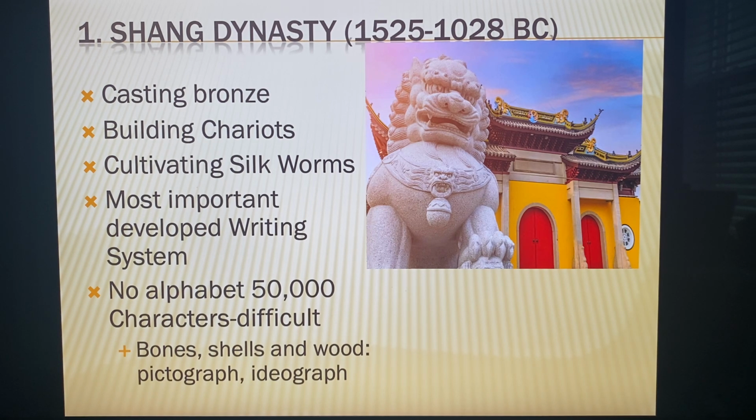They had 50,000 characters, so it made their alphabet a little difficult, I would say. And when they wrote their alphabet, they used bones, shells, and wood. And of course, they used the pictograph. Remember, it goes from pictograph to ideograph, right? And then to phonographs, which are the sounds. So they started with those pictographs, kind of like the hieroglyphics, and then onto those ideographs. That's how it goes through those different cycles of development of the alphabet.